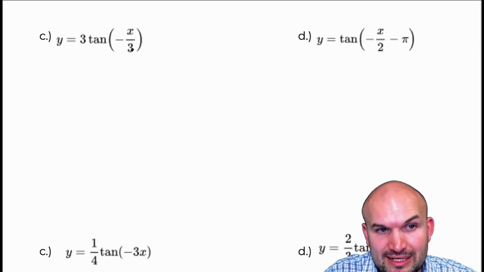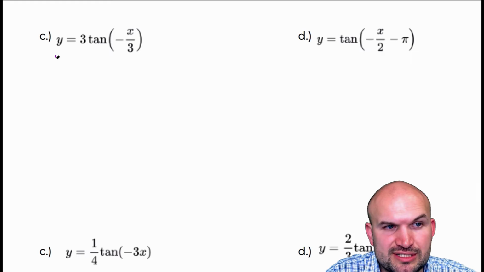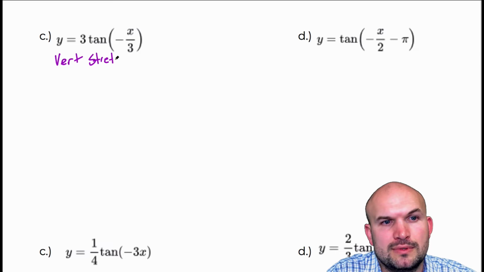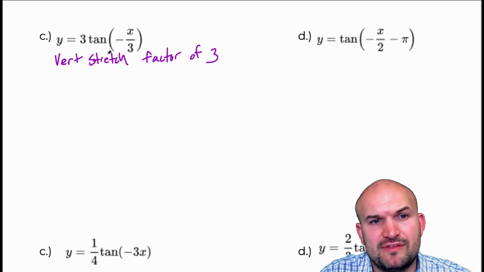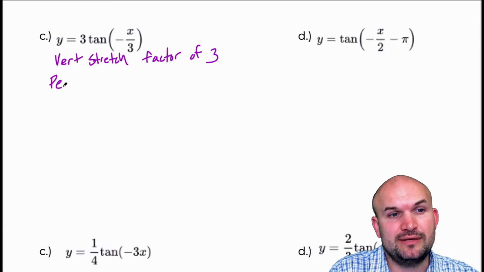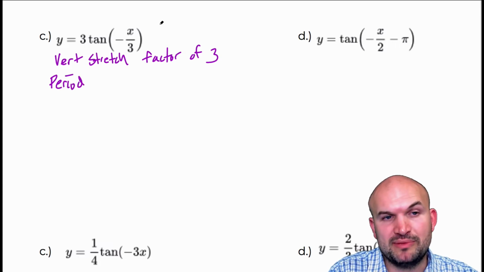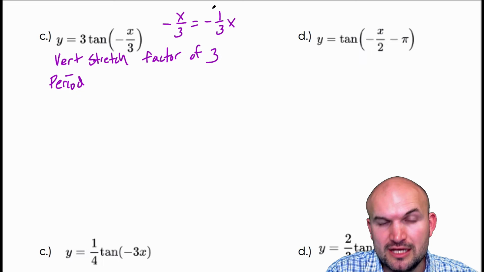And so we are going to want to rewrite that, so we can understand our b. Anyways, the 3, I'll just say a vertical stretch. Vertical stretch factor of 3. Then, after we have that vertical stretch factor of 3, we're going to be identifying the period. And to identify the period, we want to know what our b is. So just remember that negative x over 3 can be rewritten as a negative 1/3 x. So that's going to be our b.